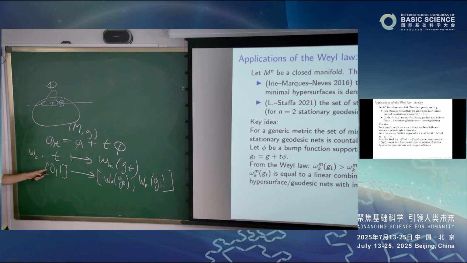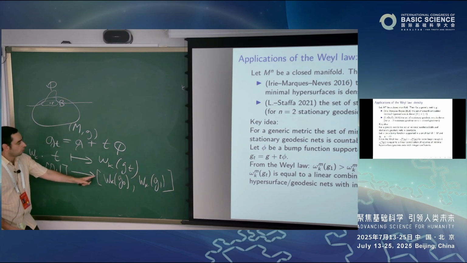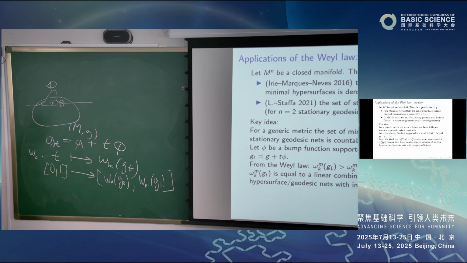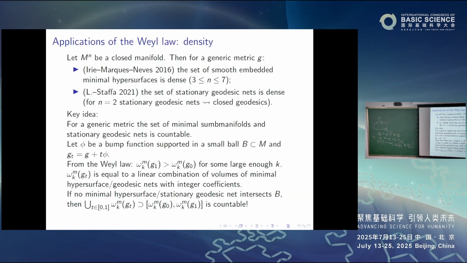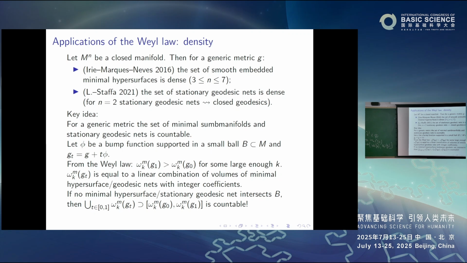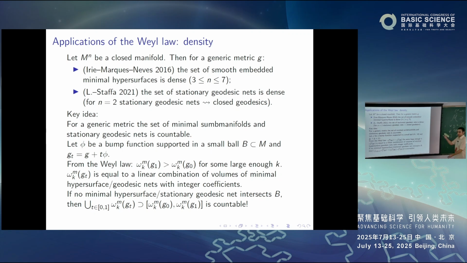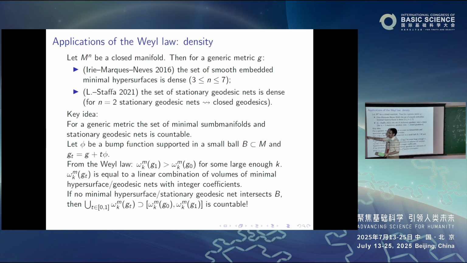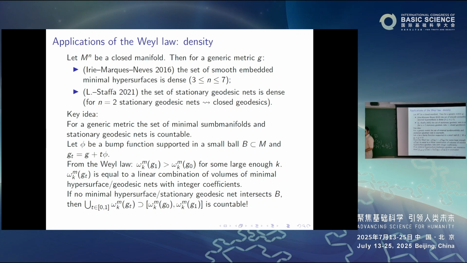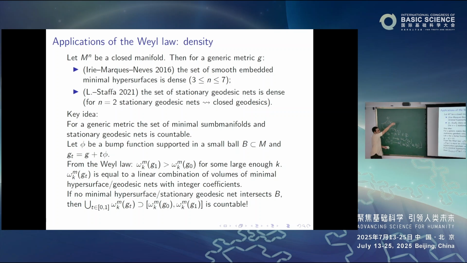So the image of this map is countable, and yet it's going to be surjective onto this interval of non-zero length. So we will have that this entire interval will have to be contained in some countable collection of linear combinations of volumes of minimal hypersurfaces, which is countable. And so we get a contradiction. So that tells you that I can take any open set and I can take a small perturbation of the metric, and there will have to be a minimal hypersurface passing.